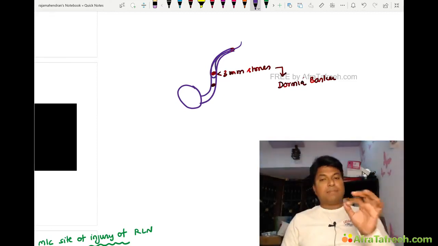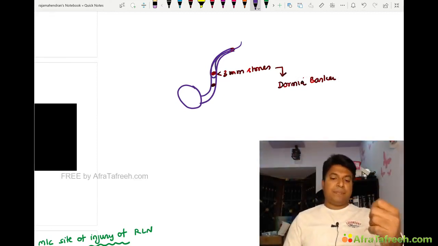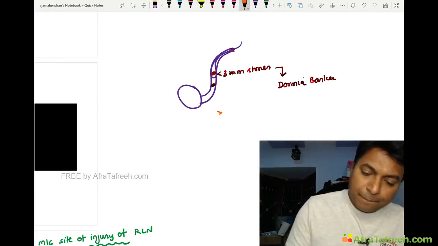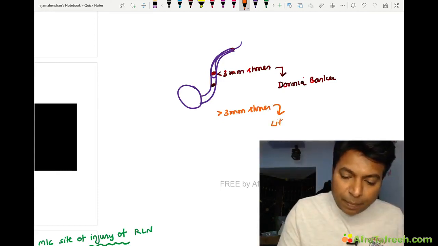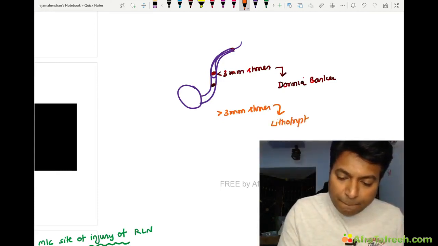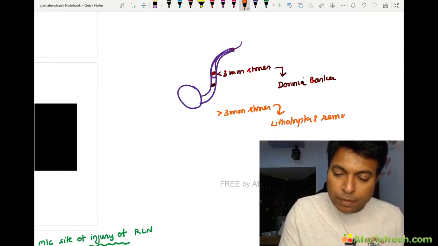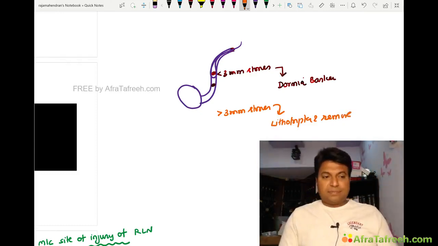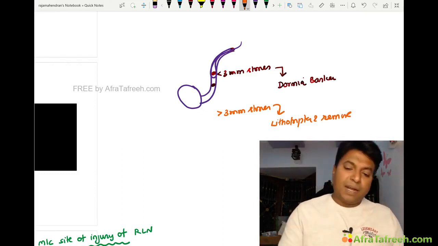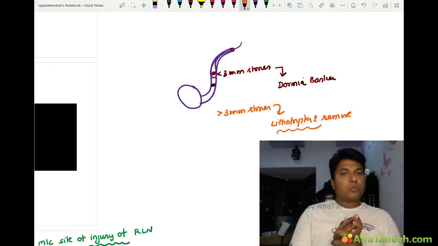Less than 3 mm stones can be removed by Dormia basket. More than 3 mm stones need what? We need lithotripter and remove. With the lithotripter you break it and remove it. That is the answer. Lithotripter and remove for more than 3 mm stones.